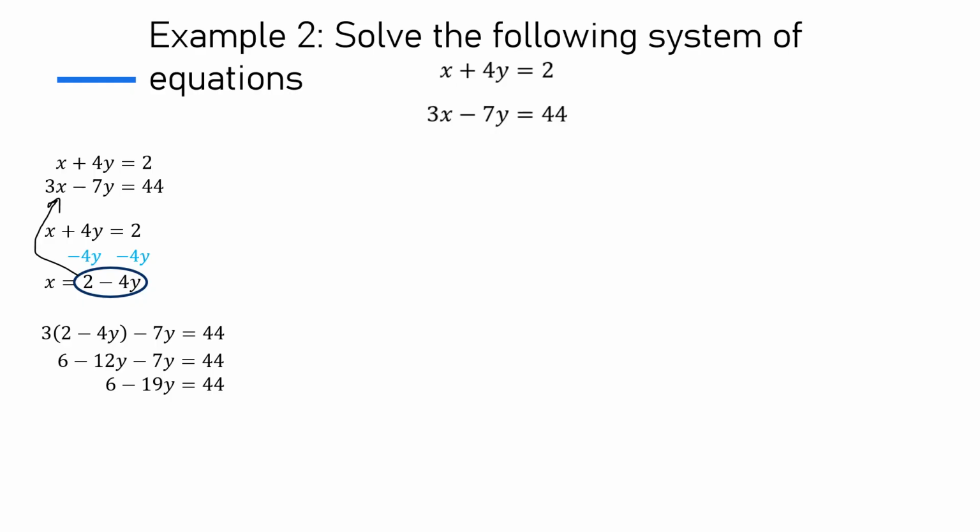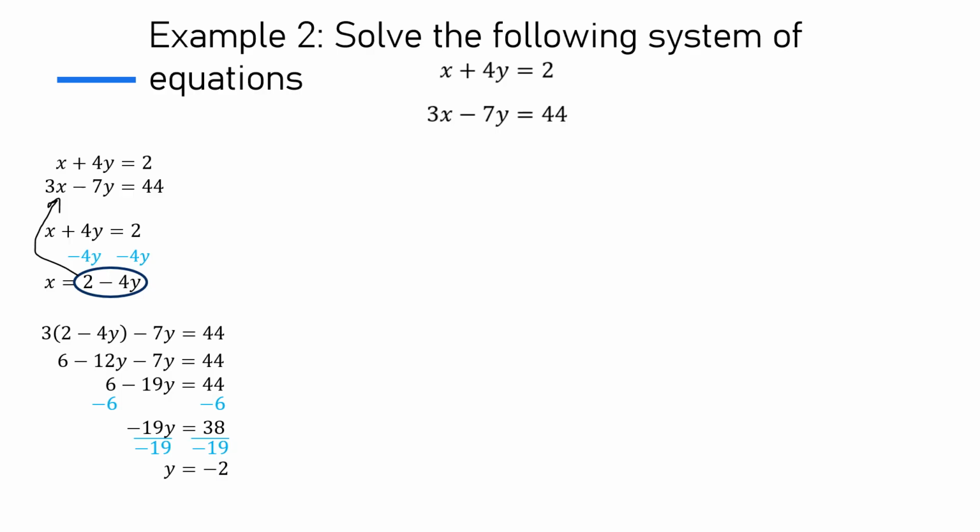Now we have a two-step. We need to move the 6 away from the same side as the y term. Notice it is a positive 6. Please do not try to add 6 because 6 plus 6 is 12. We want it to go away, and so we need to subtract 6. 6 minus 6 on both sides. 6 minus 6 would be 0. 44 minus 6 would be 38. And that'll give us negative 19y is equal to 38. Then we can divide both sides by negative 19. And that'll give me that coefficient of 1. And so y will equal negative 2.